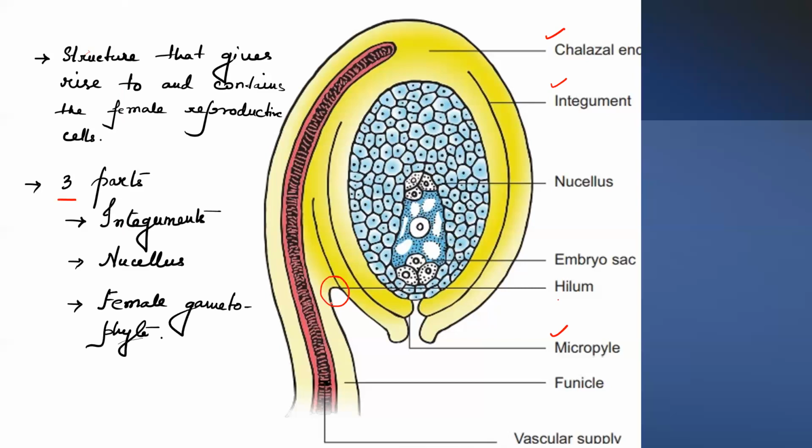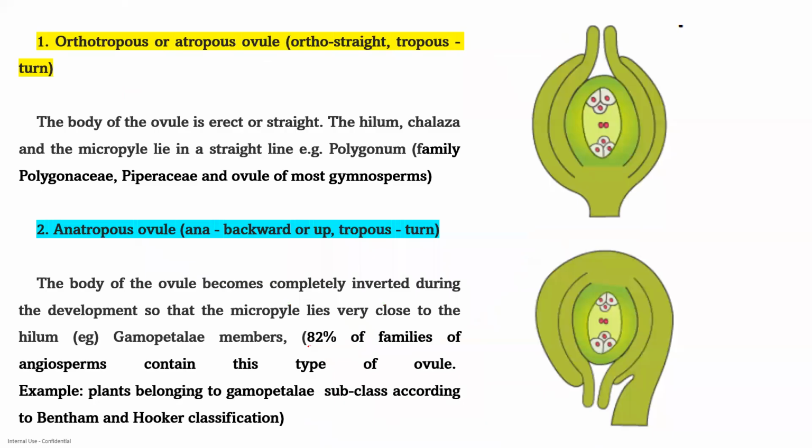And what is the funicle then? Funicle is the stalk by which the ovule establishes a connection with the placenta. Suppose this is the funicle, and this is the placenta. So the funicle establishes a connection with the placenta. So we have addressed all these labelings, and this is the vasculature, right? Now let's move on to the different types of ovules.